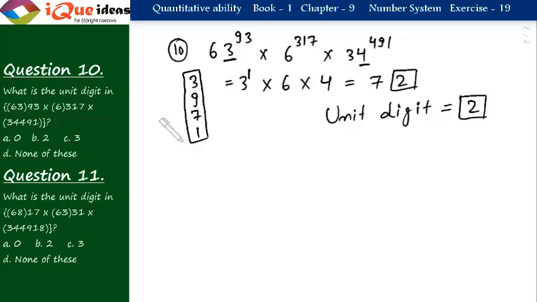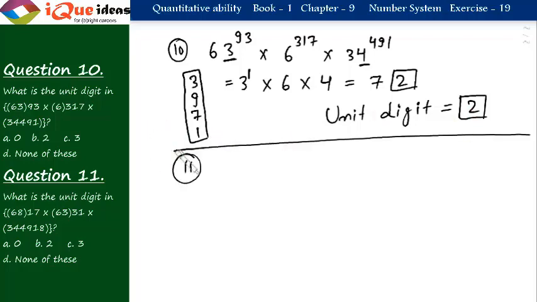Remember that we are concerned only with the unit digit, not the digits before that. Okay, let's take question number 11. It says, what is the unit digit in 68 to the power 70 into 63 to the power 31 into 34 to the power 4918? Let's see. For 8 also cyclicity is 4, right?